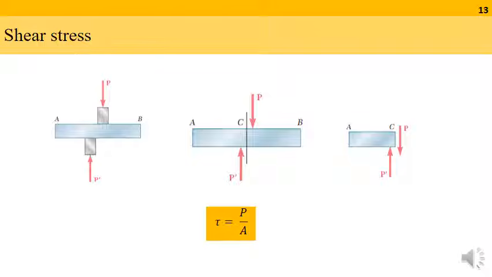Another example of shear stress is, imagine that you have a plate which is subjected to two loads as shown, P and P prime. If I make a section at C, let the cross sectional area be A, then tau is P divided by A.